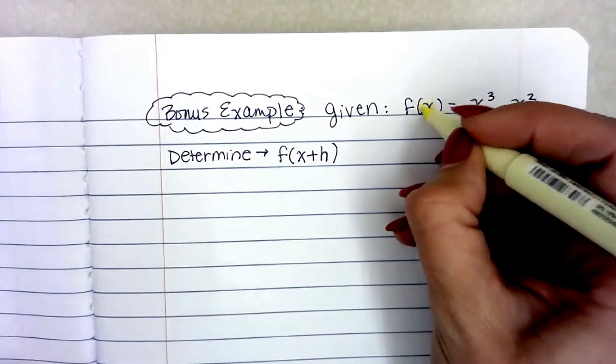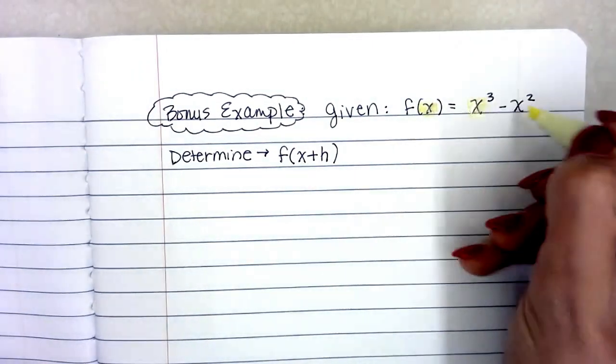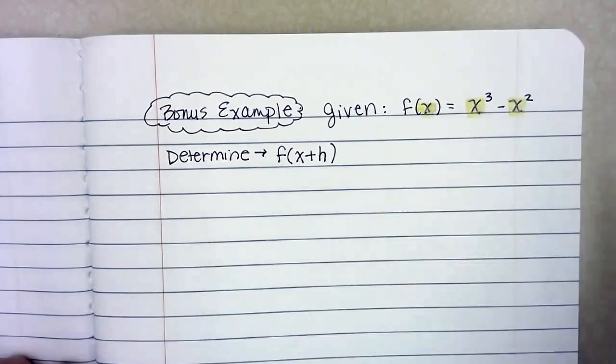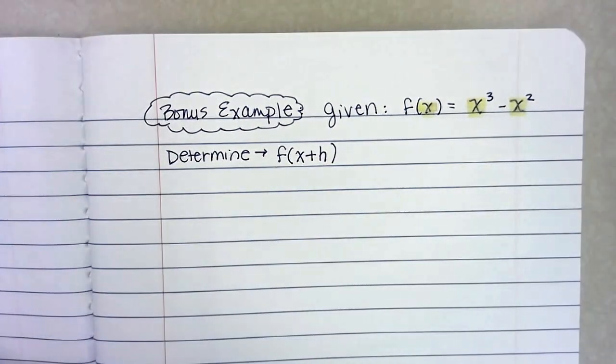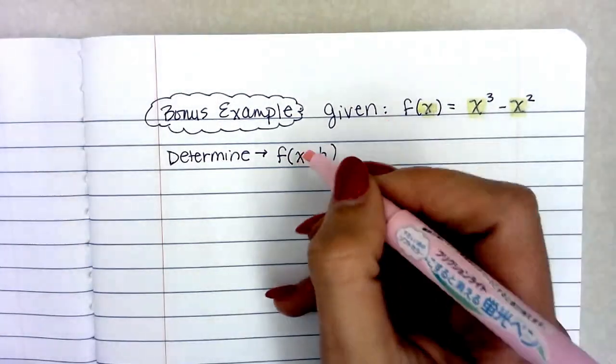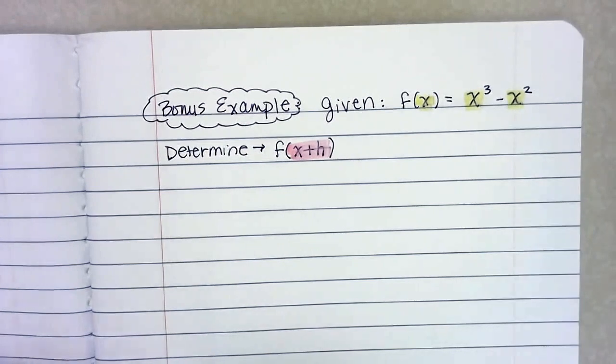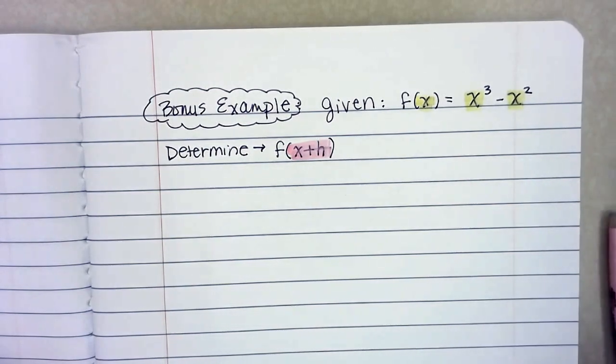F of x is equal to x to the third minus x to the second. And now they're asking us to change it up. Instead of us having to just keep f of x, what if I need f of x plus h? Well, what do I do? So I'm going to insert a little bonus step.